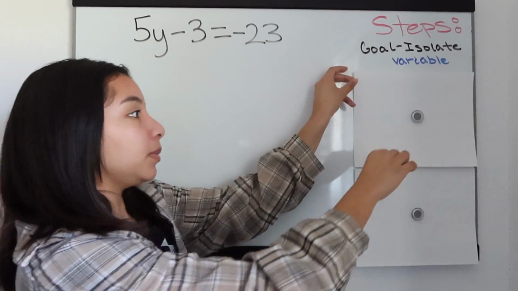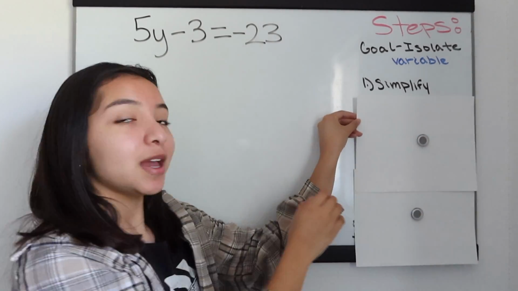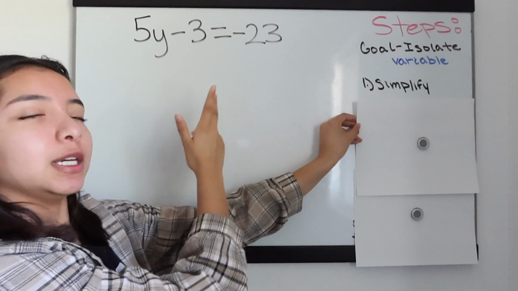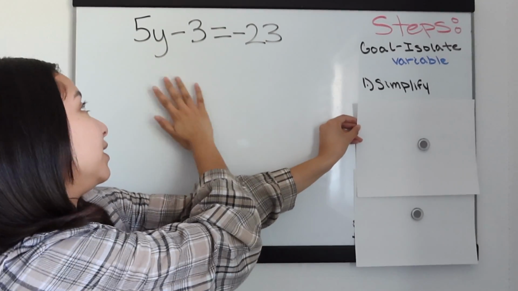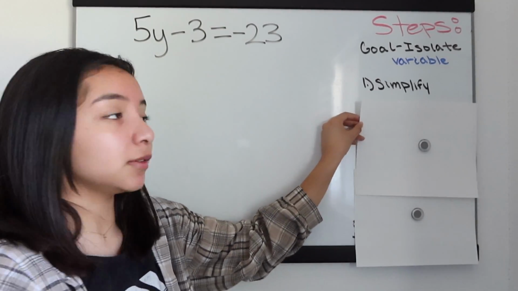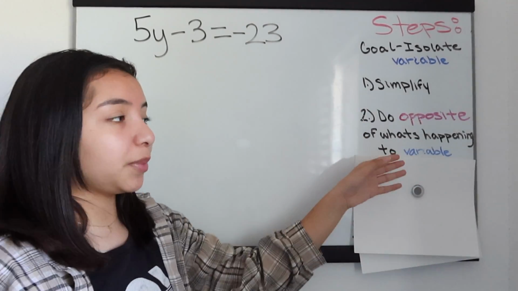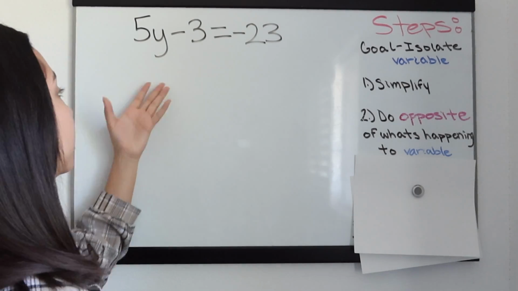The first step is to simplify, but there is nothing in this equation that we can simplify even more. This is just as simple as it gets. So step number 2, do the opposite of what's happening to the variable.